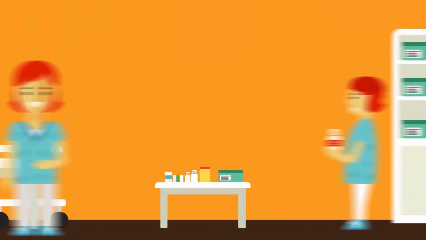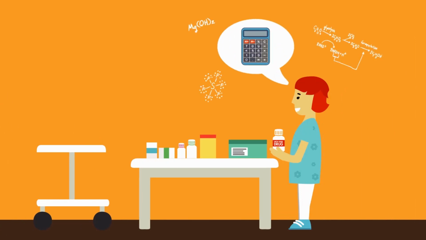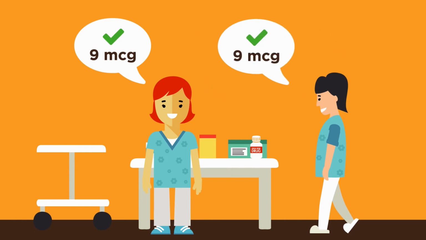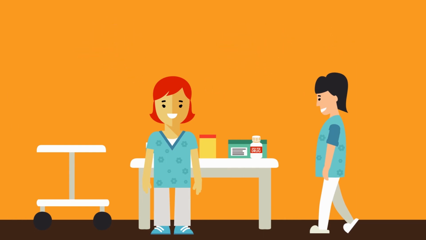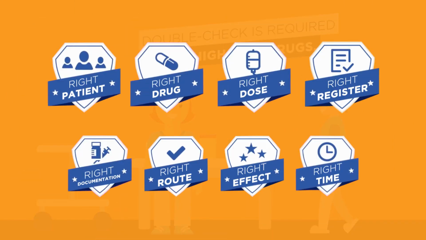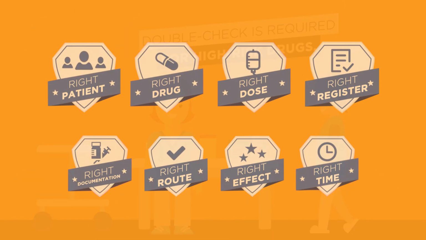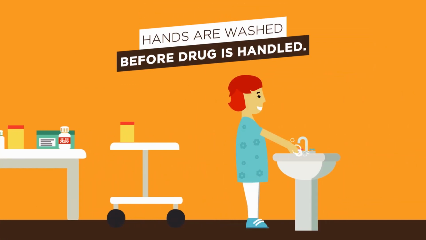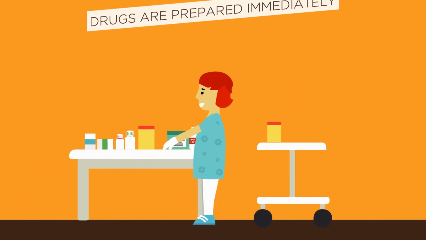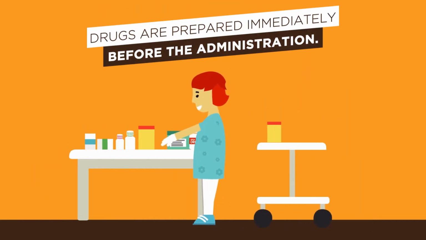Dose of the drug is calculated. After powder preparations are constituted, volume of the dry powder is calculated. High-risk drugs are checked twice in line with the principle of 8 rights before they are prepared. Hands are washed and gloves are worn before drugs are prepared. Drugs are reconstituted immediately before they are administered.